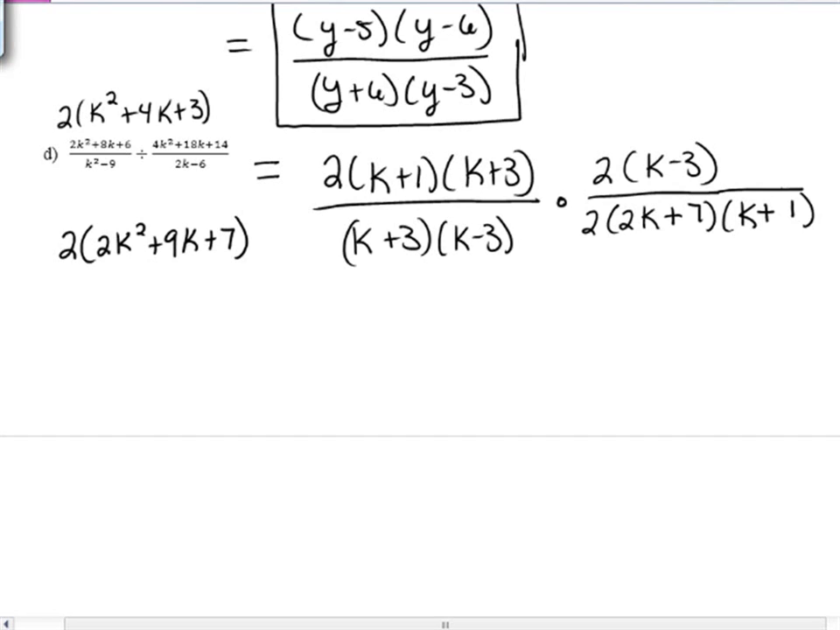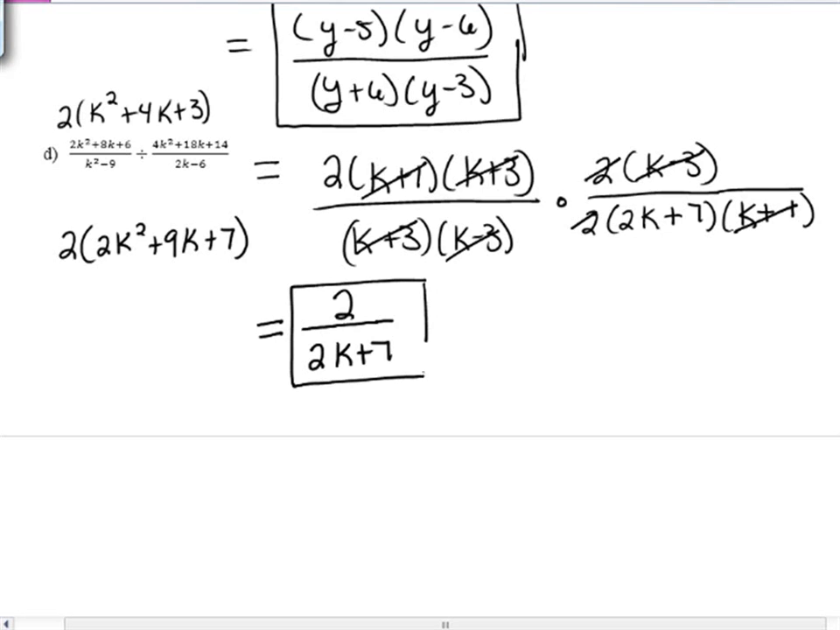Now we do our canceling. We have a k plus 1 on both the top and the bottom. We have a k plus 3 both on top and bottom. And we have a k minus 3 both top and bottom. And we have a 2 top and bottom. All I have left on the top is a 2, and on the bottom I have 2k plus 7. And we can't factor anything else or cancel anything else. And that concludes our lecture on dividing rational expressions.